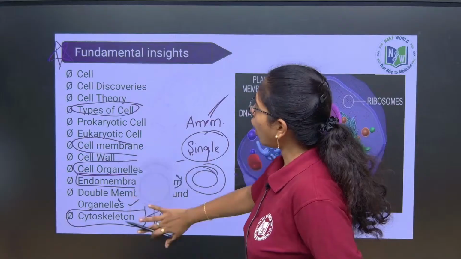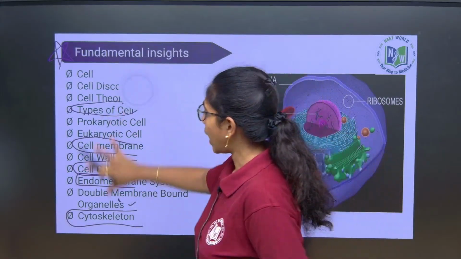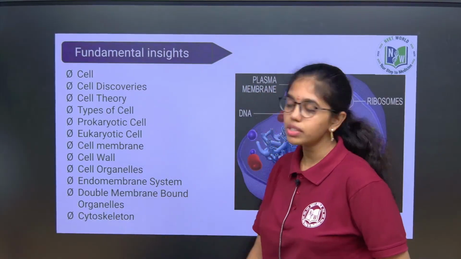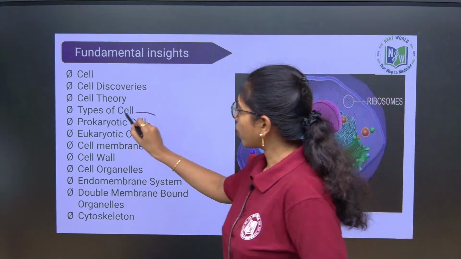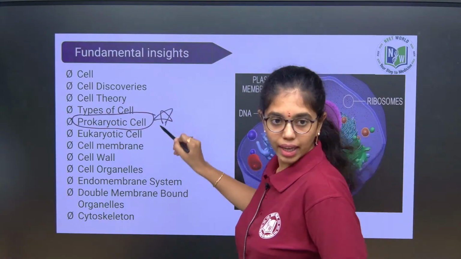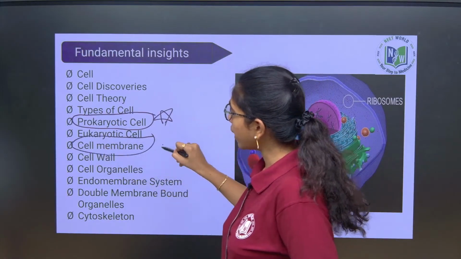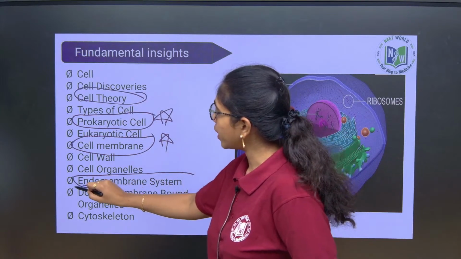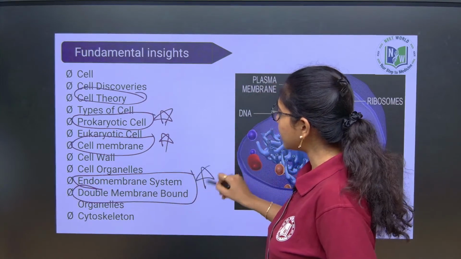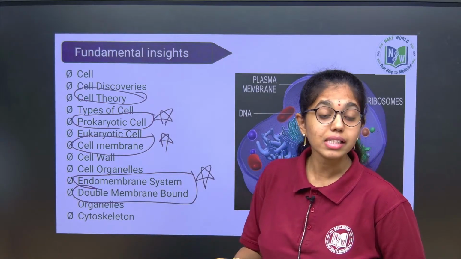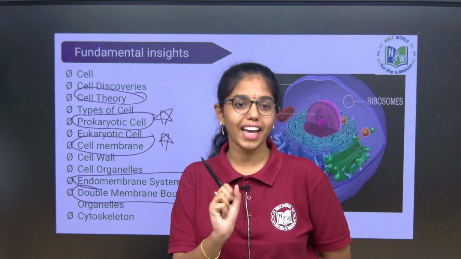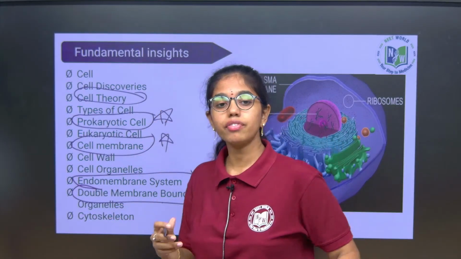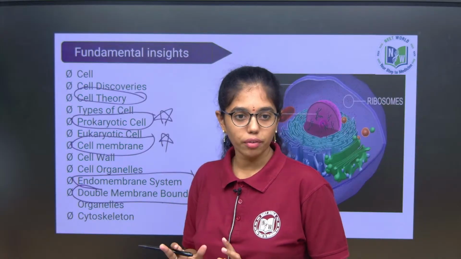So, these are all the contents of this chapter, where the highest proximity of questions you will see is mostly from prokaryotic cell, okay. Either it can be from the fluid mosaic model or from cell theory, and there will be a definite question from the endomembrane system, double membrane bound organelles, especially about the types of chromosomes. So, from these areas we have seen the highest proximity of the questions.